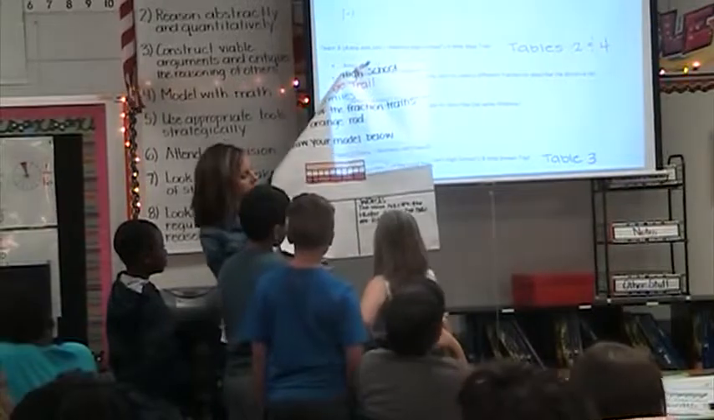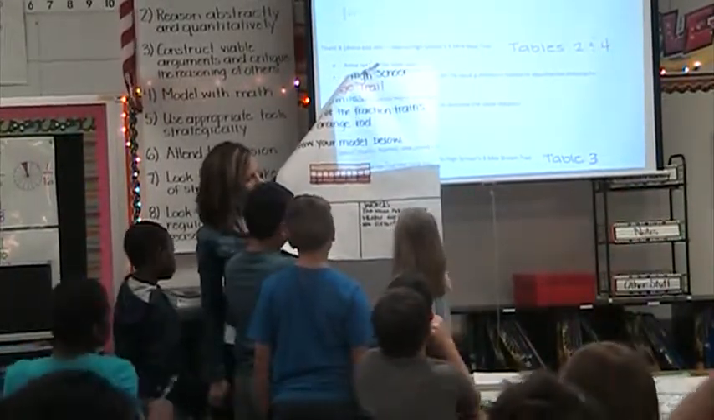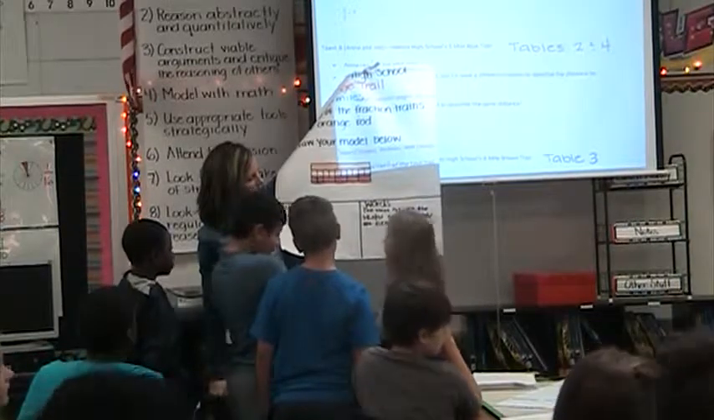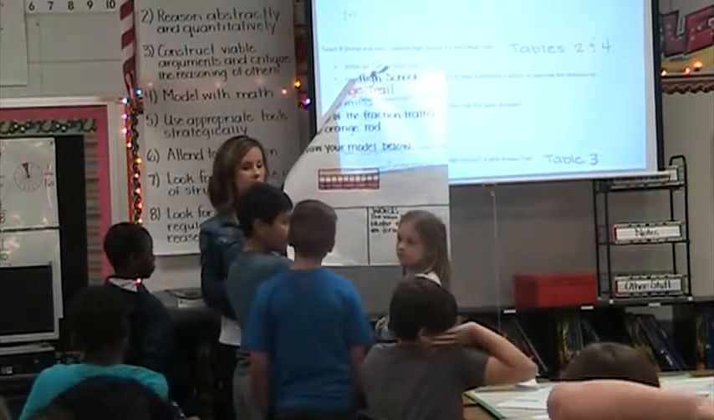Okay, so Destiny, read for us what you wrote in words. The white rods are the 10s, and the red rods are 5s. Okay, is that correct? Yes. Does anybody have a question?